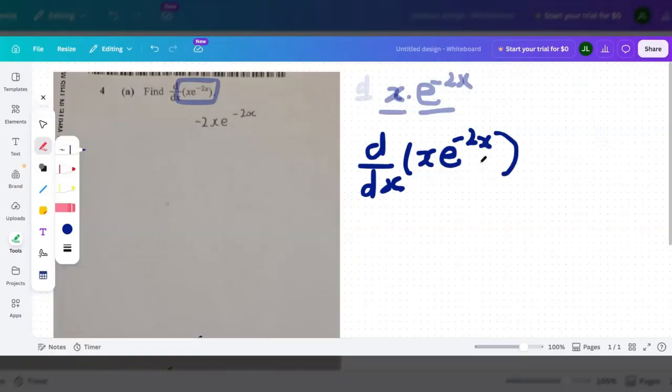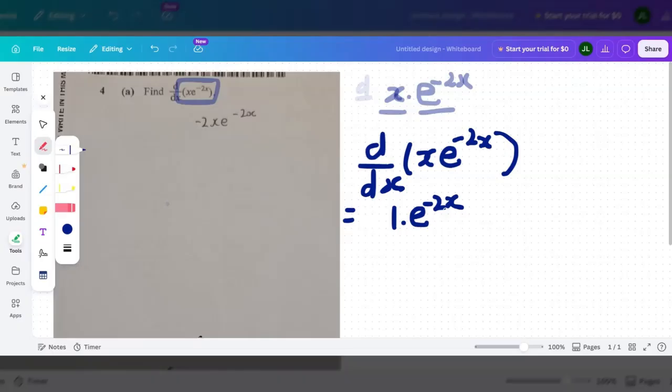Let's go. The very first thing is, let's have a look at the first one here. We have got x, so I need you to differentiate this first. What is the differentiation of x? Just 1. Then you multiply with the original, so that will be 1 times e to the power negative 2x. That is for the first term.